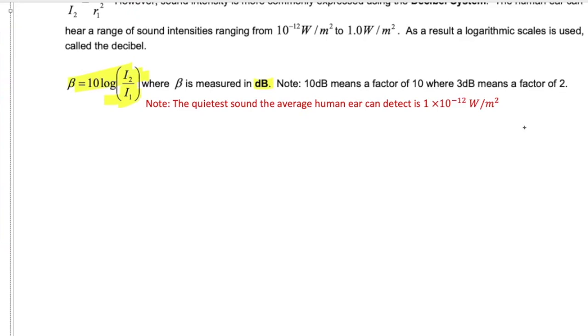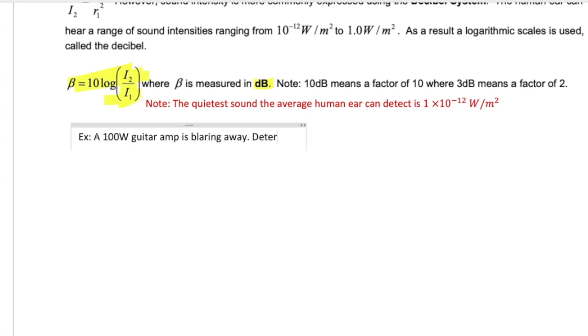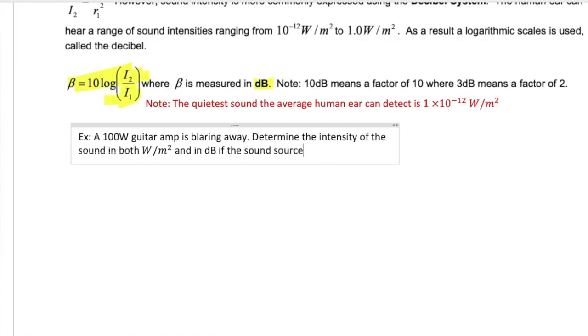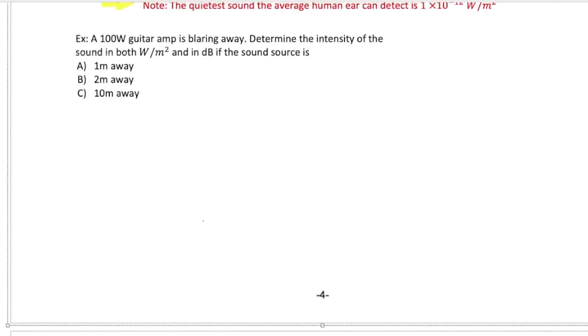So this is an average amount for most people. How do we use this in the context of this formula? Well, let's do an example. A guitar amp, actually let's put a 100 watt guitar amp, is blaring away. We want to determine the intensity of the sound in both watts per meter squared and in decibels, if the sound source is 1 meter away, 2 meters away, 10 meters away. All right, let's get into it.